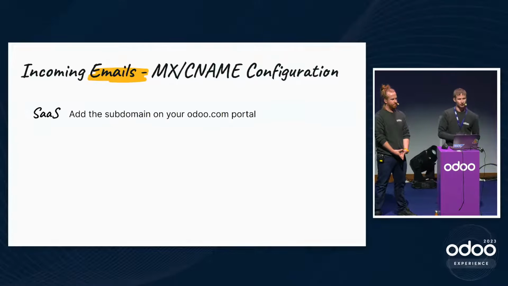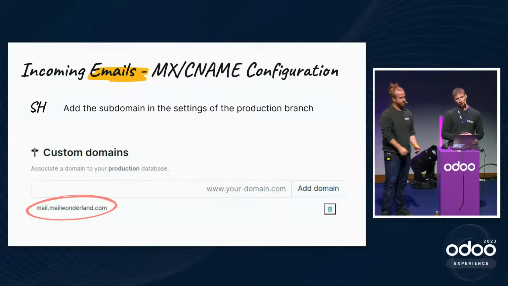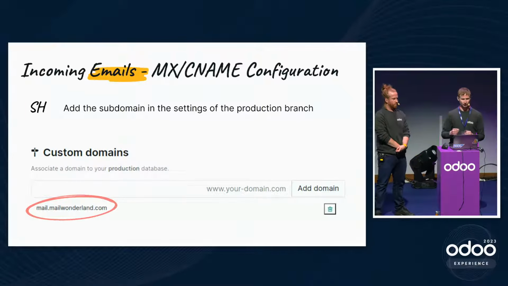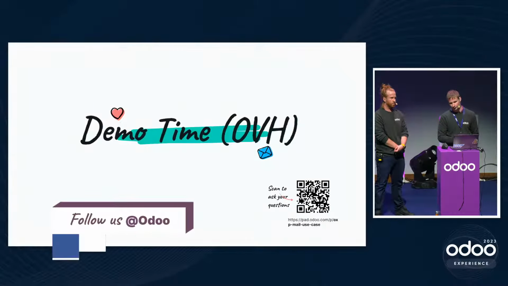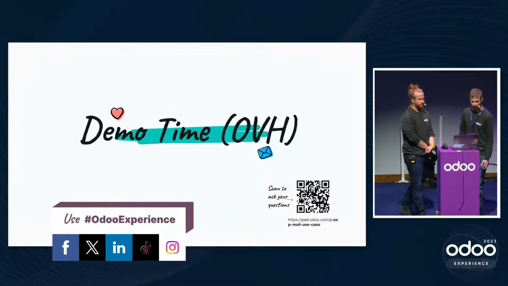The last configuration that you have to do on the Odoo side will depend if you are on Odoo Online, so on SaaS, or if you are on Odoo SH. If you are on SaaS, you will have to go on your odoo.com portal. You can just access the list of all your databases, and you can simply add right there your subdomain. If you're on SH, it's a bit different, but it's also really easy. This time you will have to go on your production branch. You will have a tab settings, and you will have this parameter custom domain, and you just have to again add this subdomain. So now that we saw the theory, maybe Baptiste, you can show us how we could do this configuration directly in OVH.